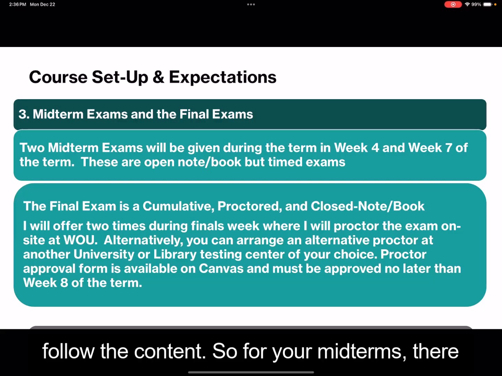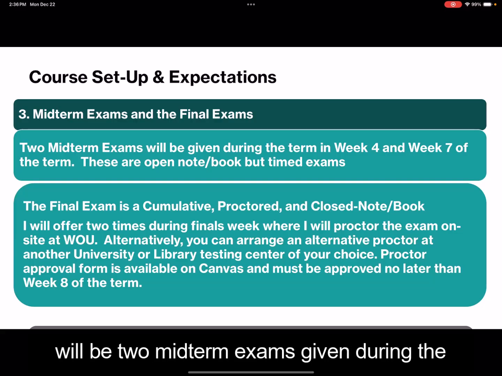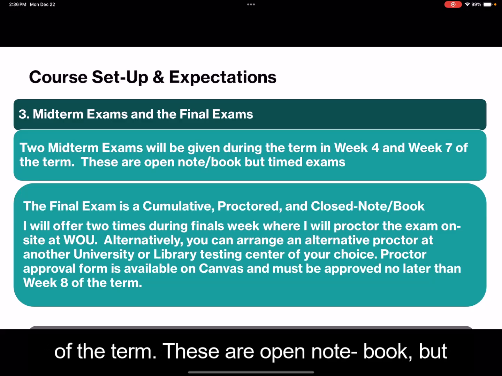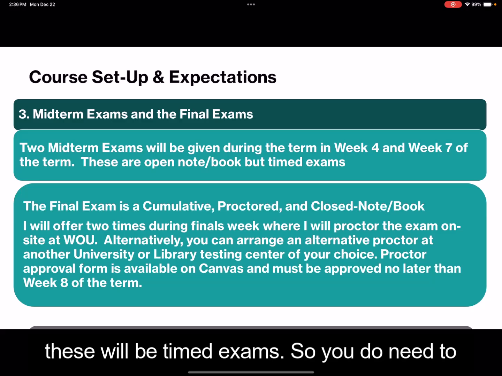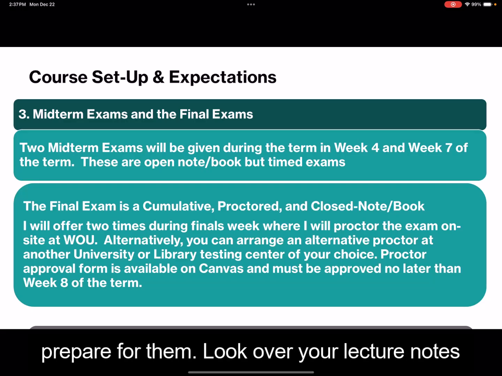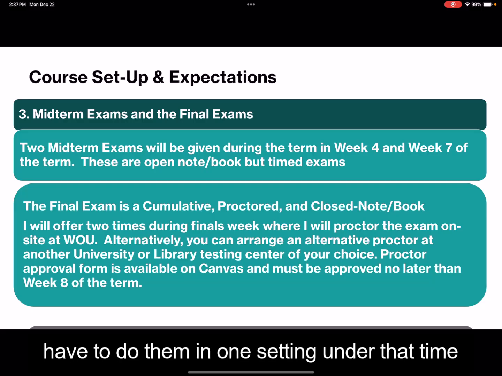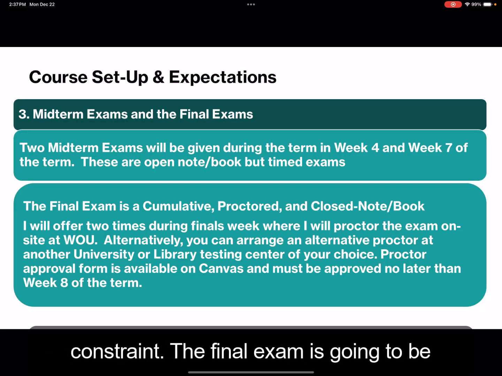So for your midterms, there will be 2 midterm exams given during the term. These are in week 4 and week 7 of the term. These are open notebook, but these will be timed exams. So you do need to prepare for them. Look over your lecture notes before you go in and take these quizzes. You have to do them in one setting under that time constraint.